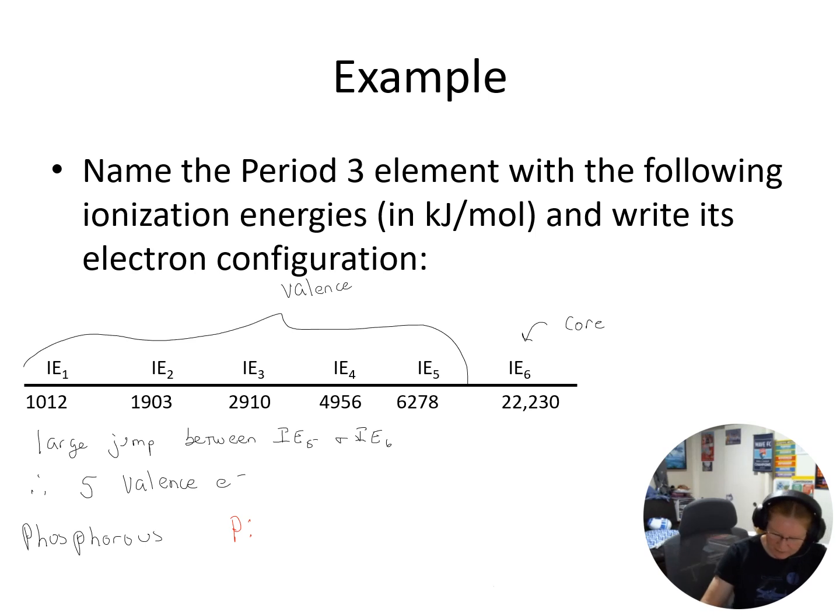And my electron configuration is neon 3s2 3p3. 2 plus 3 gives me my 5 valence electrons. So those are our ionization energies.